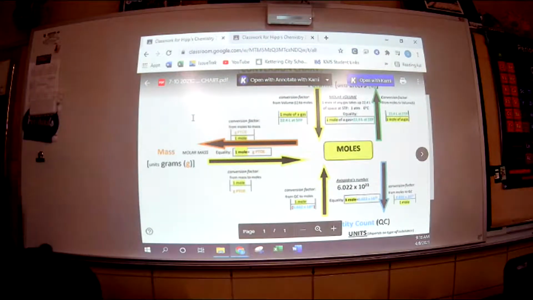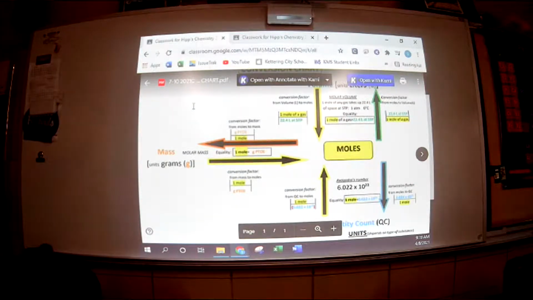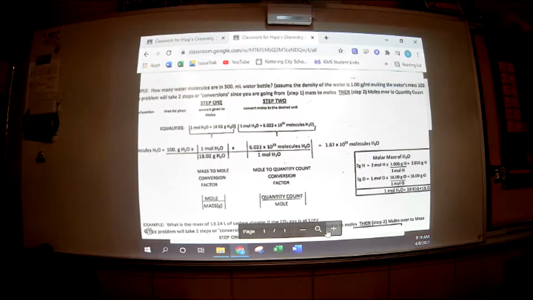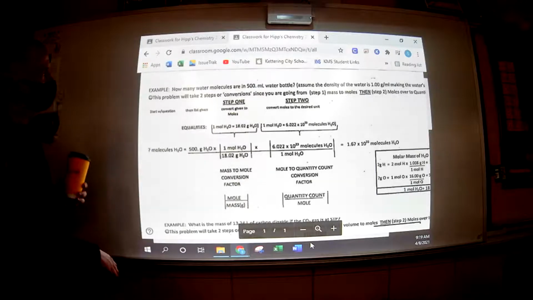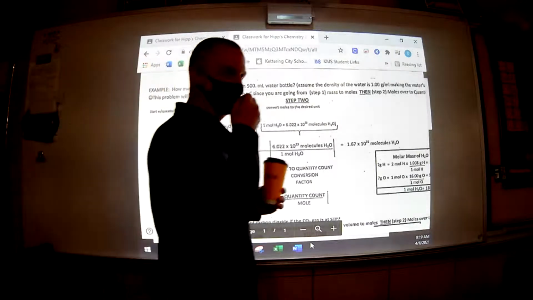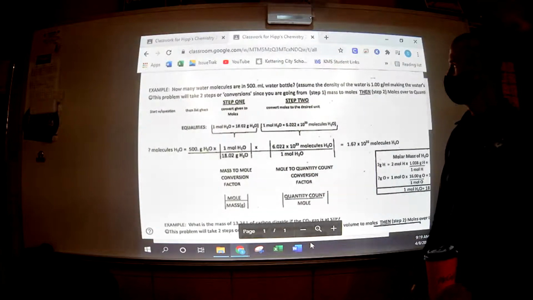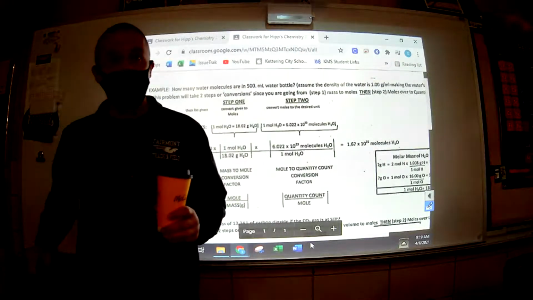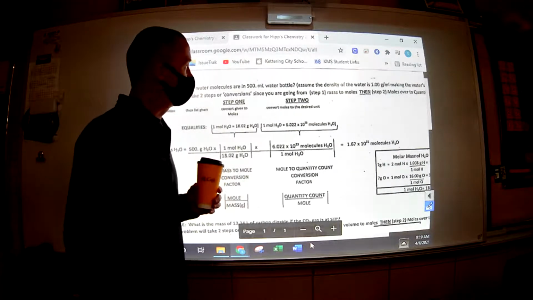Let's show you how one of these problems works. Here's an example problem in our 7-10 notes. How many water molecules are in a 500 milliliter water bottle? Many of the water bottles that you bring to drink at school during the day are about 500 milliliters. How many molecules are in there? How many water molecules are you drinking if you drink your standard 500 milliliter water bottle?